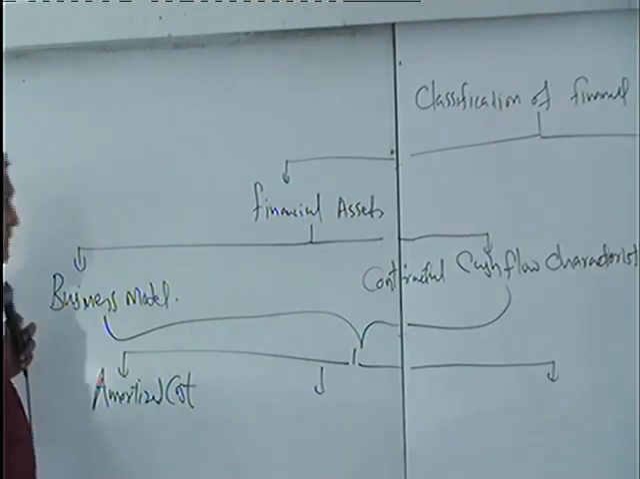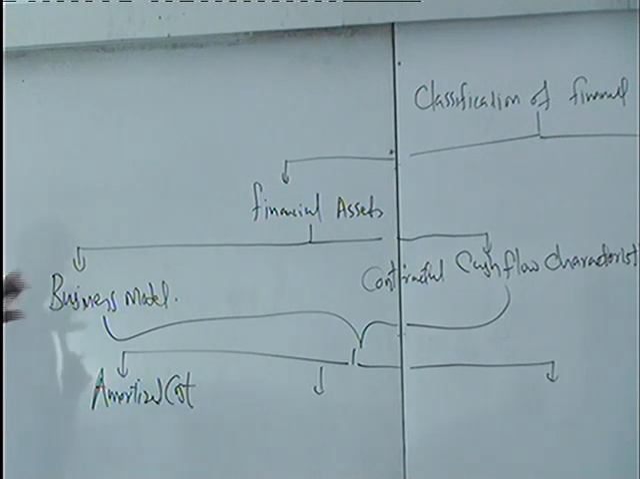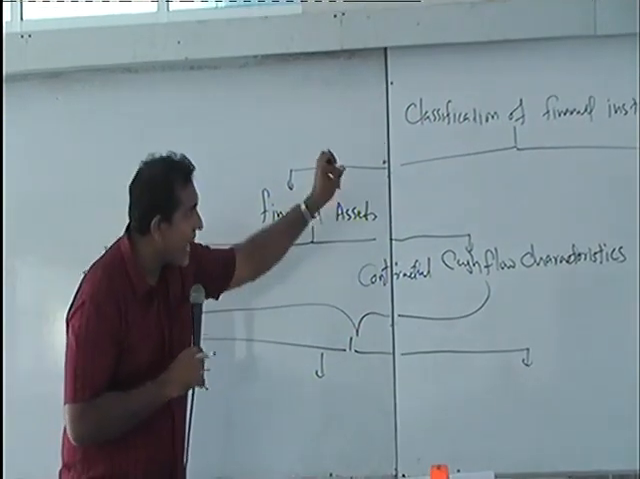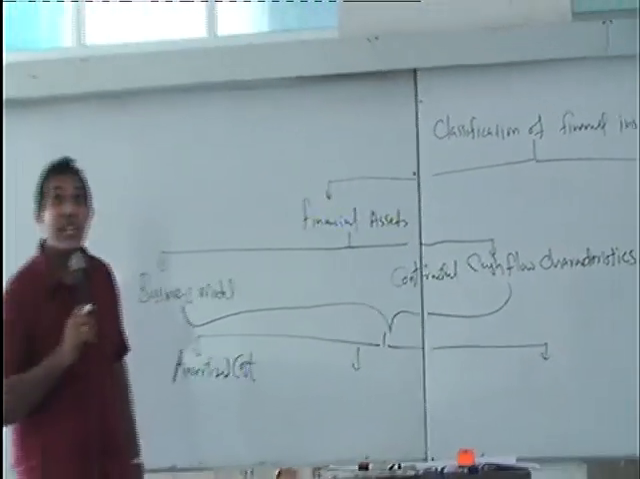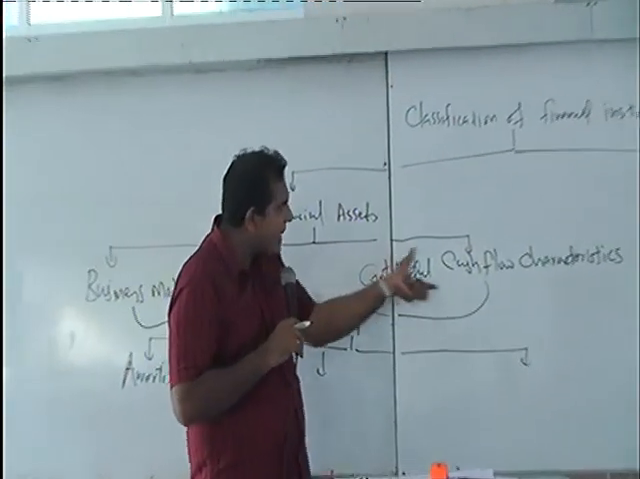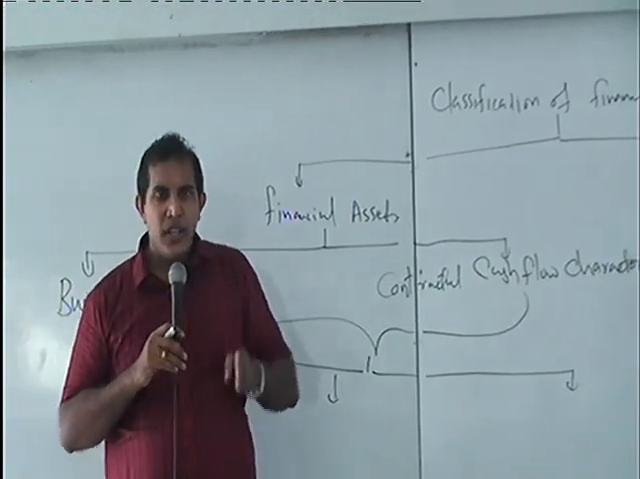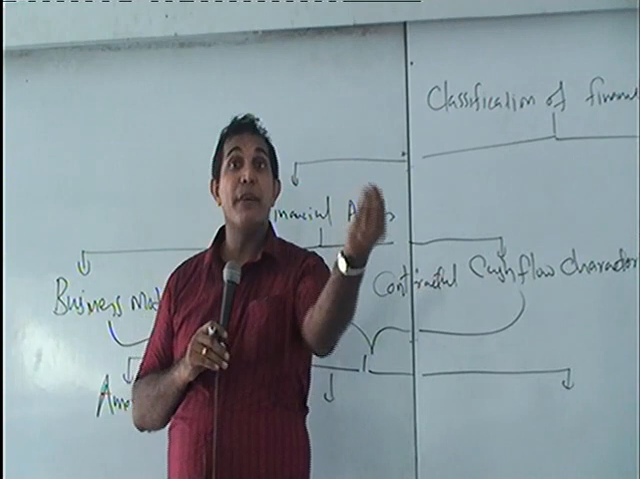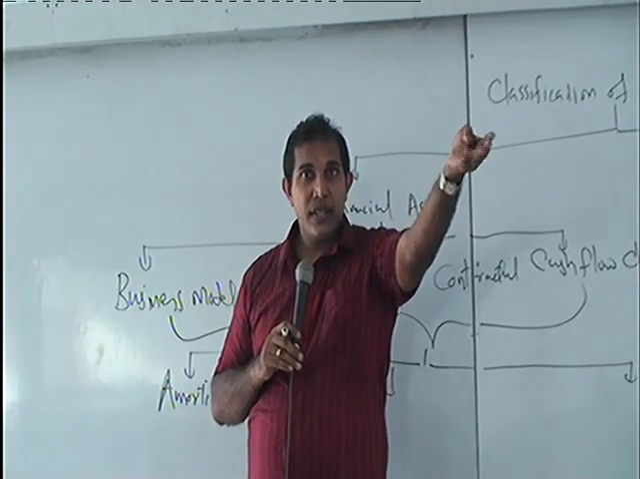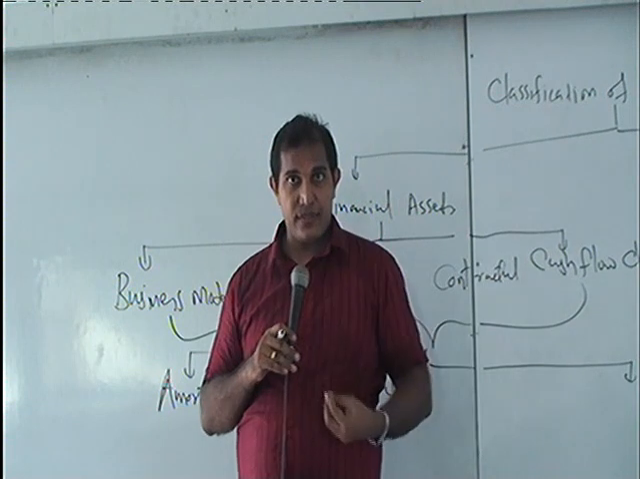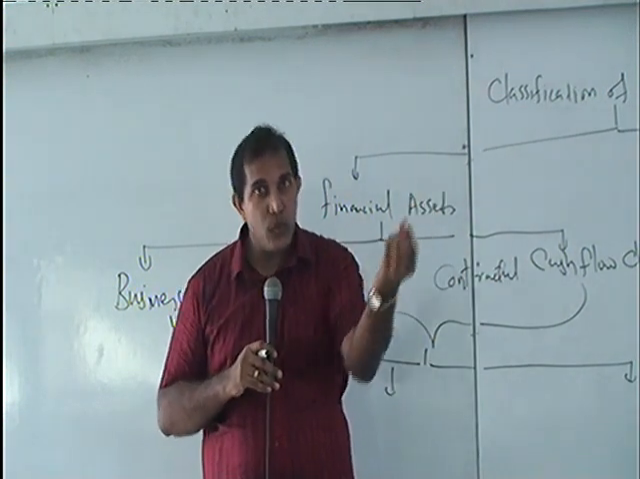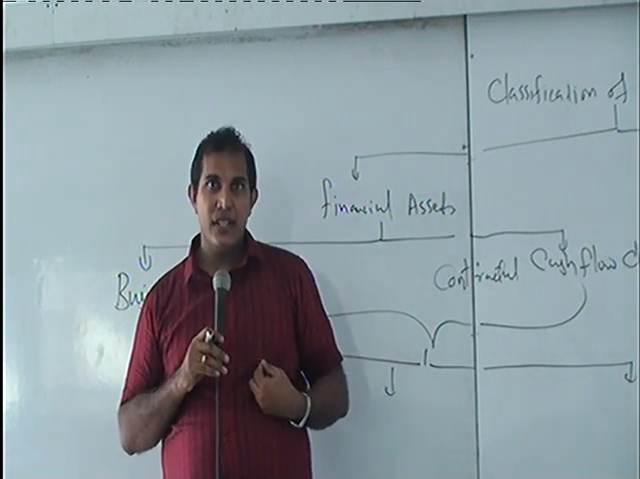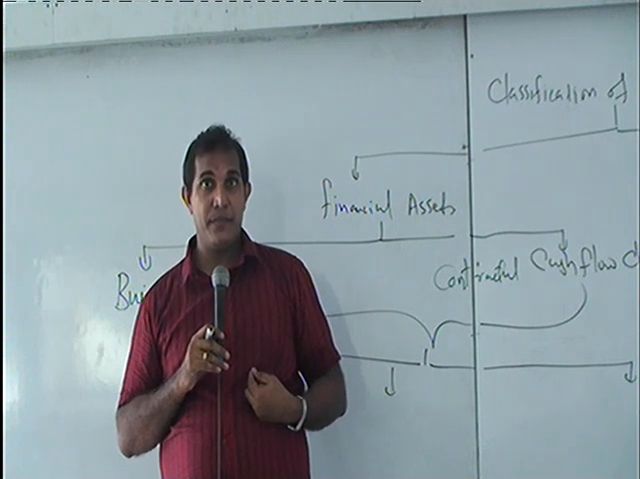In the amortized cost method, we need to look at both aspects, business model as well as contractual cash flow characteristics. What do you mean by contractual cash flow characteristics? We need to look at the principal and the interest payments. Someone would be paying, so those are collected by the entity.